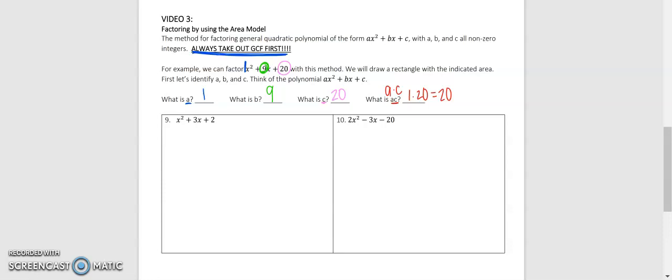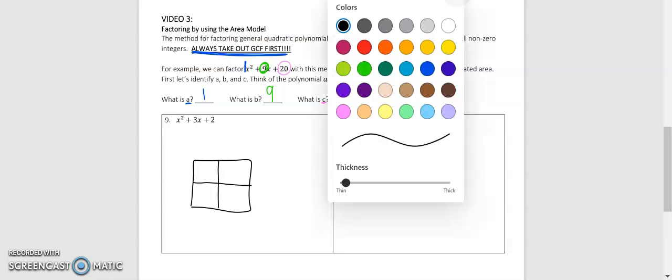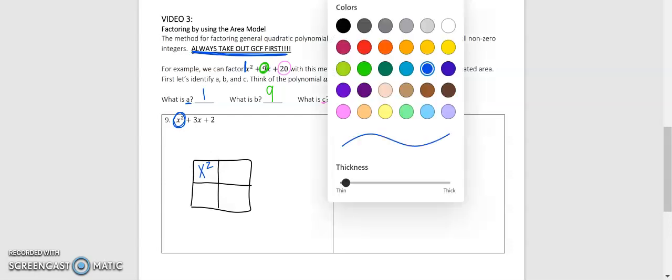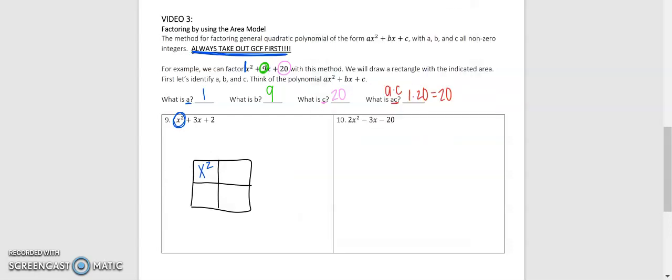So we look at this first example, x squared plus 3x plus 2. The first thing you're going to want to do is go ahead and draw out our area model, our box like this. Now what goes in the top left-hand corner is always your squared term, so x squared. And what goes in the bottom right-hand corner is your constant, 2.